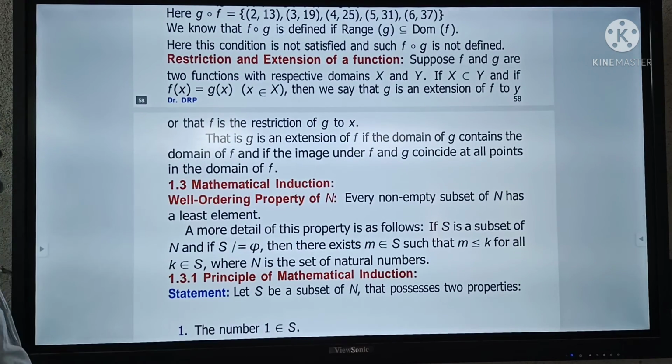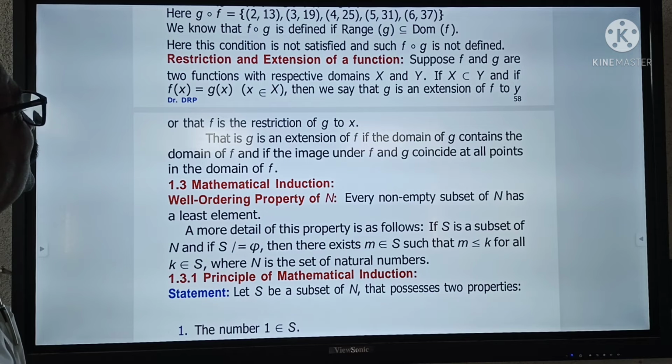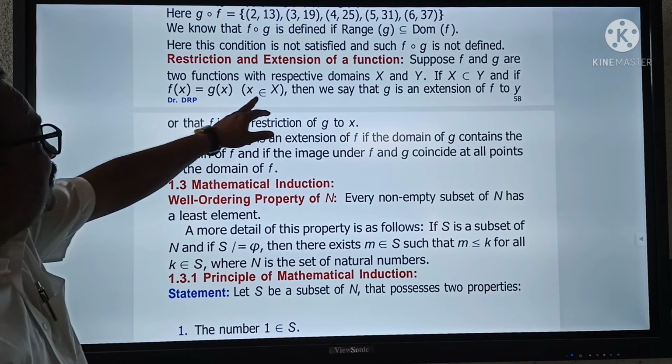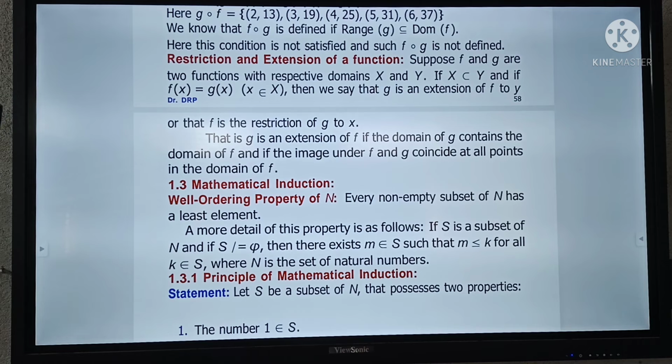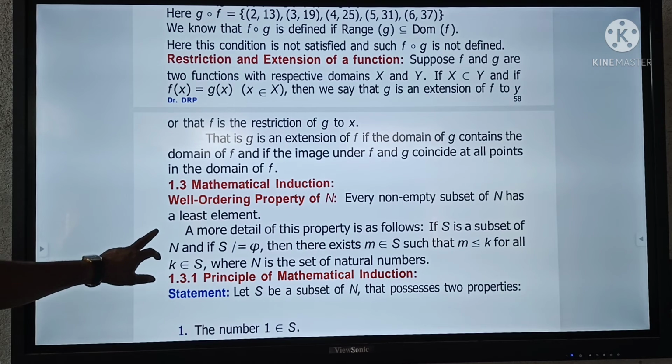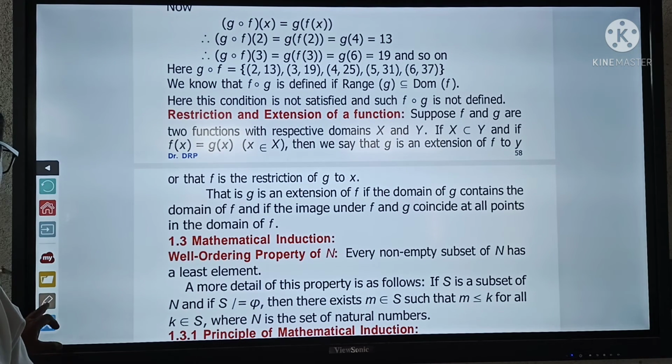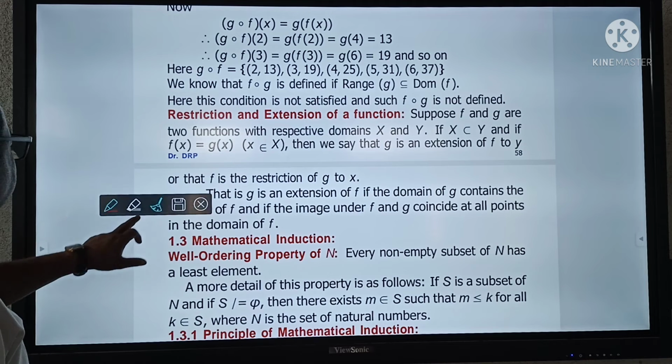This is the restriction and extension of a function. Suppose f and g are two functions with respect to X and Y, and if X is a subset of Y and if f(x) is equal to g(x) for x belonging to the domain of f, then we say that g is an extension of f. Do you get this point or not? I will clear this point.